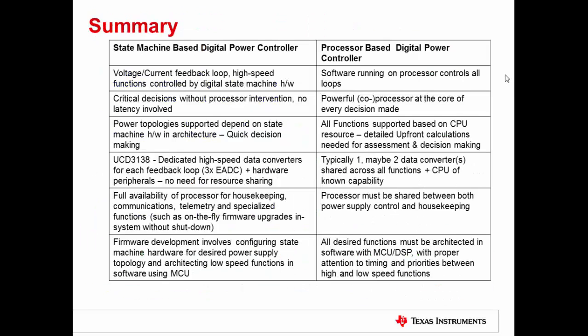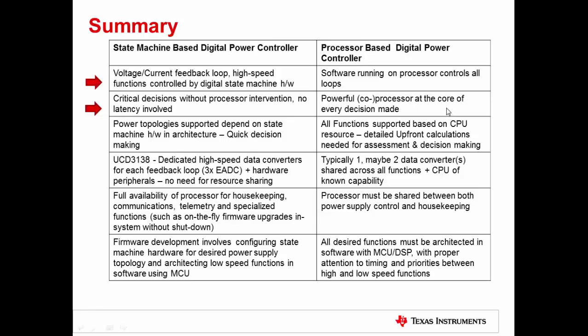In conclusion, let's have a quick run through of the key differences between a state machine based controller and a processor based controller. The key high-speed functions such as the voltage and current feedback loop are controlled by the digital state machine hardware. In a processor-based device, software running on the processor controls all the loops. Critical decisions are made without processor intervention, and there are no latencies involved.